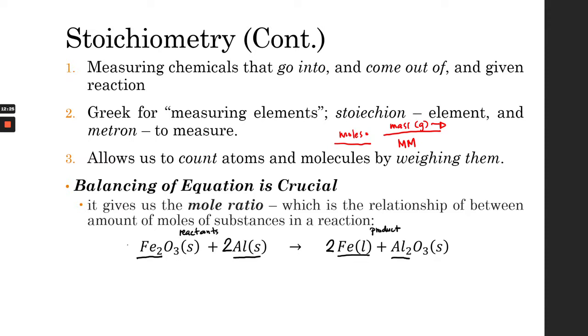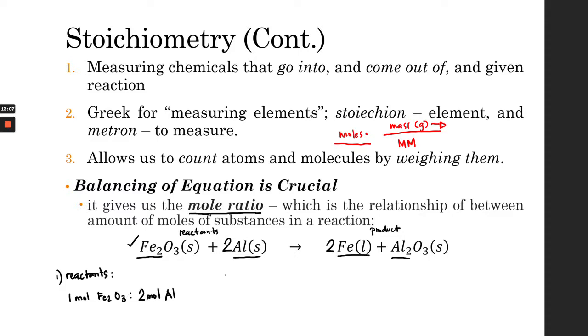So now that we were able to balance our equation, let's discuss what mole ratio is. Mole ratio is basically the relationship of the number of moles between substances. In this case, we can create a mole ratio between your reactants. So let's think of it this way. The mole ratio between our reactants is that we need 1 mole of Fe2O3 to react with 2 moles of aluminum.